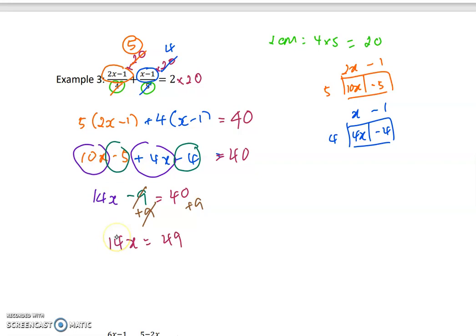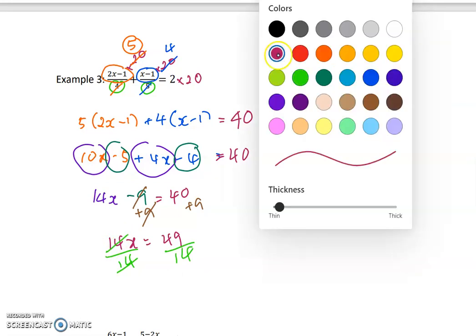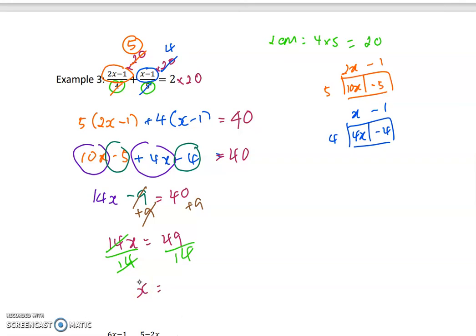Same thing, because of the 14, we're going to use a divide by 14 on both sides so that the 14 can be divided out. And finally, you can use your calculator. So 49 divided by 14, you'll be able to get 3.5. You may also write your answer as 7 over 2, or you may also write your answer as 3.5 here.